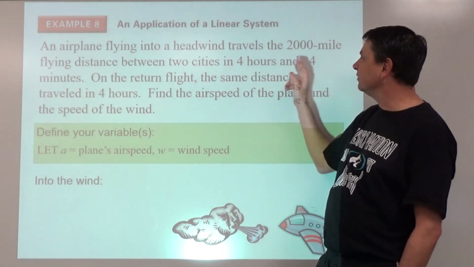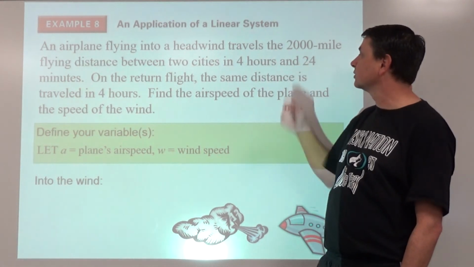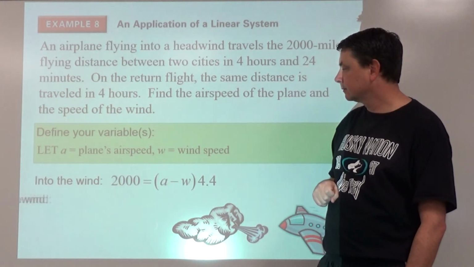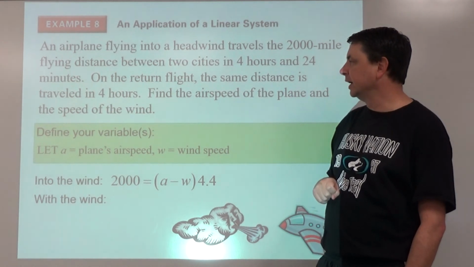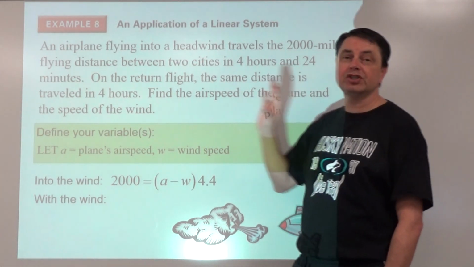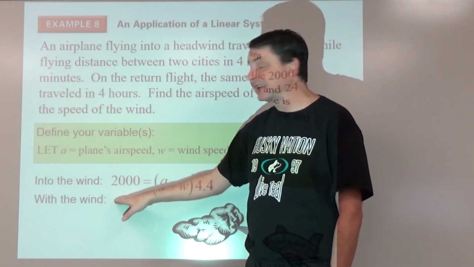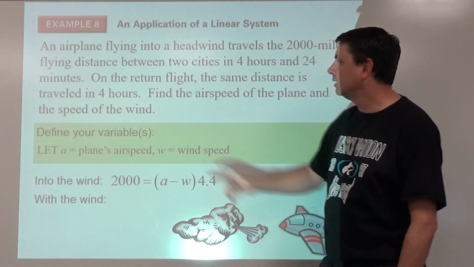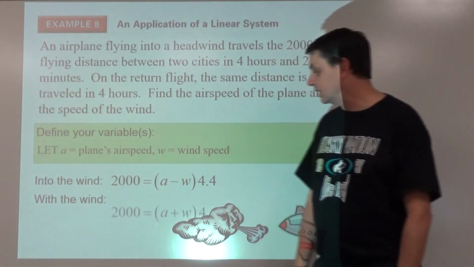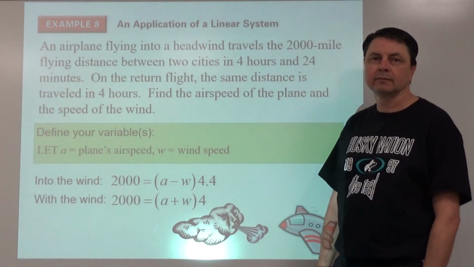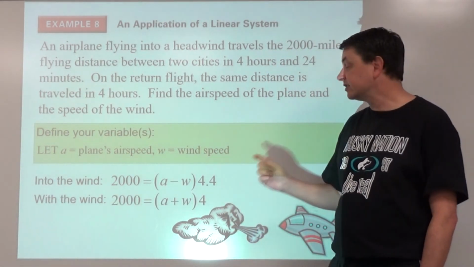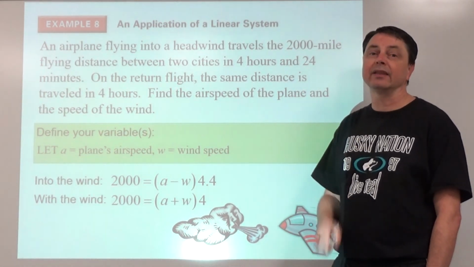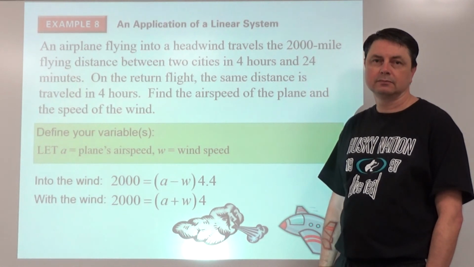And the time is given, but we're going to probably just need to convert that into hours entirely. And then with the wind, now the wind is helping us go faster, same distance traveled. Now our rate is A plus W in a simple 4 hours of time. From there, I'm going to trust that you could go through and solve that, just looking at the setup.